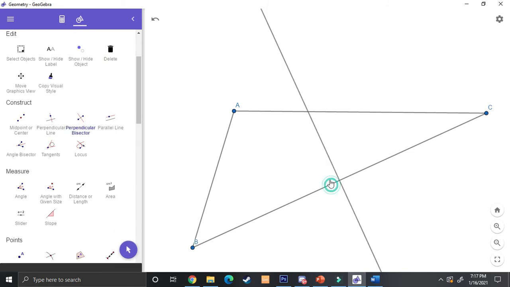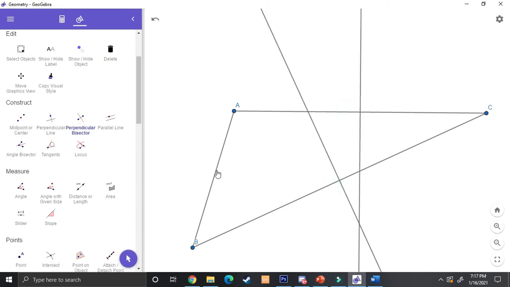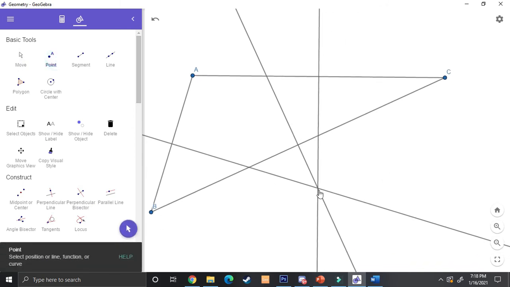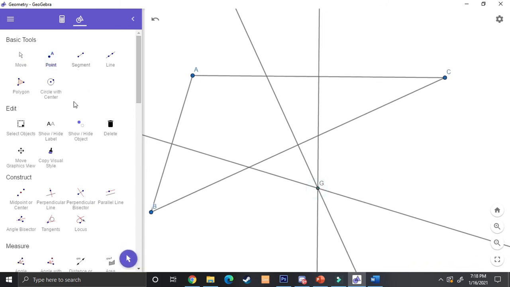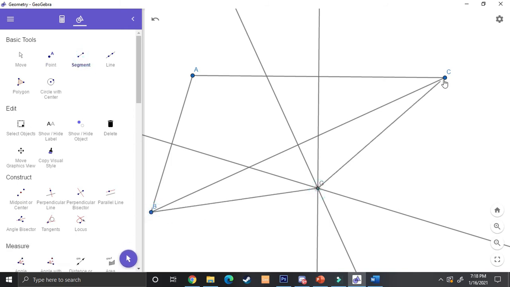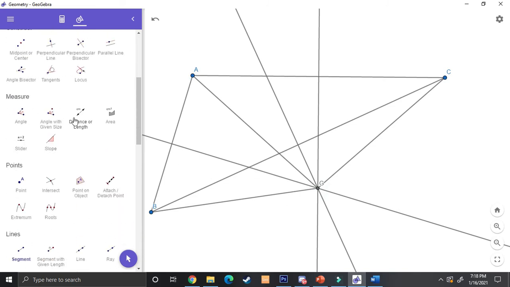Moving on to the next concurrence theorem, the perpendicular bisector. Now, we draw perpendicular bisectors here, here, and here. It is possible that the perpendicular bisector can be inside the triangle, outside the triangle, or on the triangle itself. Now, let this point be G. And now, when we connect this point G to all of the vertices of the triangle, these are all equal. I can prove it to you by showing the measure.